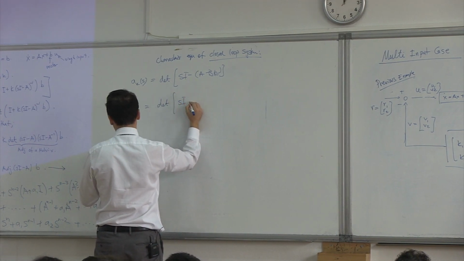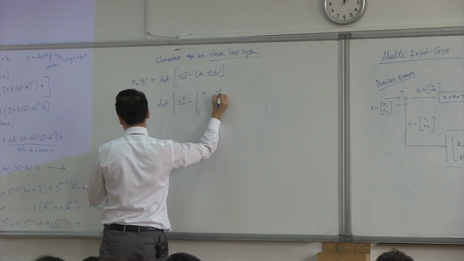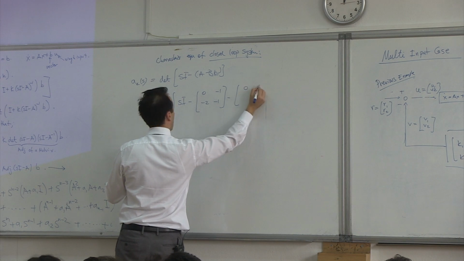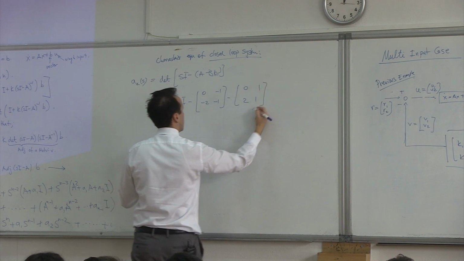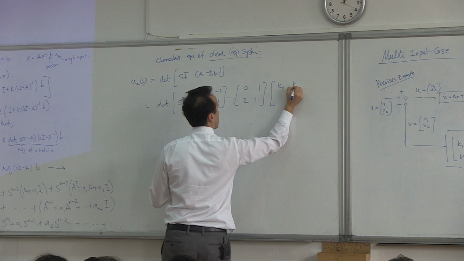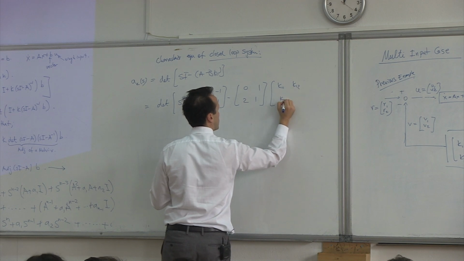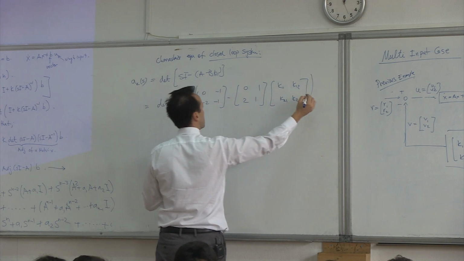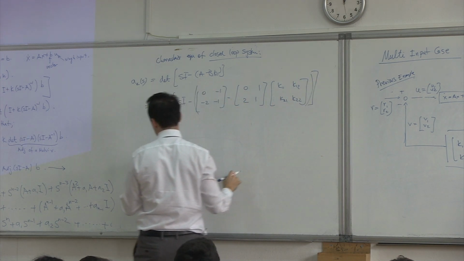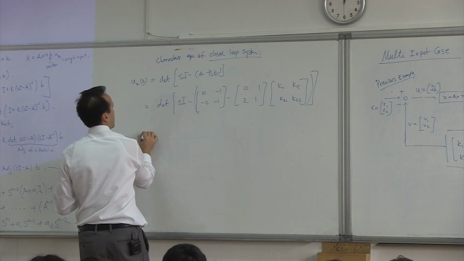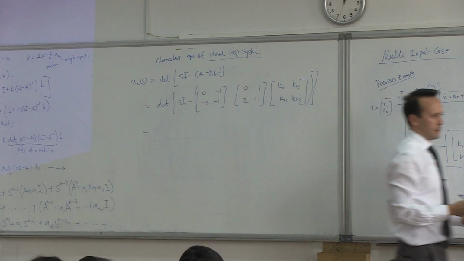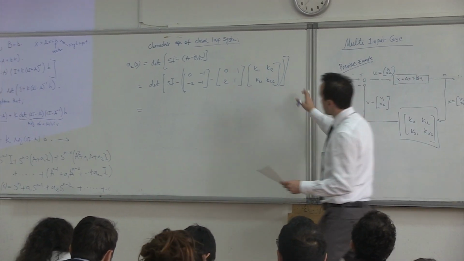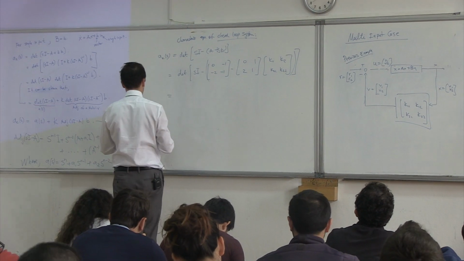Determinant of sI minus A, where A equals 0, -1, -2, -1, minus 0, 1, 2, 1, and K is equal to K11, K12, K21, K22. Right, that's that. So if you write this, it will look like this.